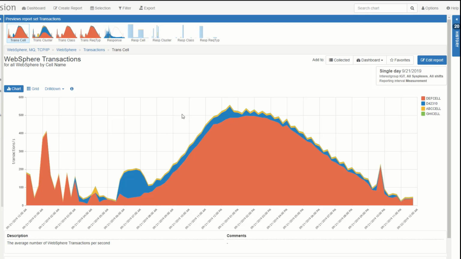You see a prime shift increase in the transaction rates, and we also see that one cell has the lion's share. The legend on the right tells us which cell is represented by each color, and we can also hover over the data to see the cell name and transaction rate, interval by interval.